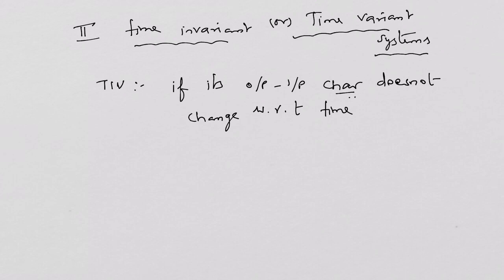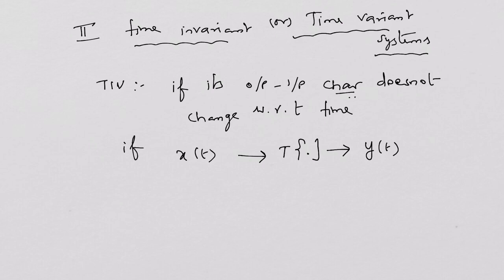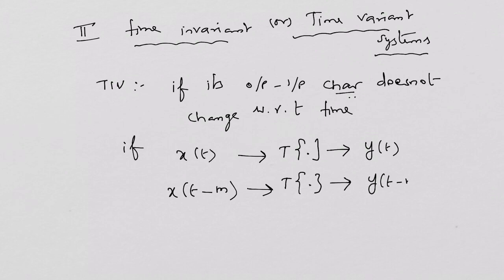I'll mention a system. If x of t is applied through a transformation function system, it produces y of t. In another situation, if x of t minus m is applied through the same system, it produces y of t minus m. If input is delayed, output will also be delayed. A system is time invariant or shift invariant if and only if these conditions are satisfied for every input along with every time shift.